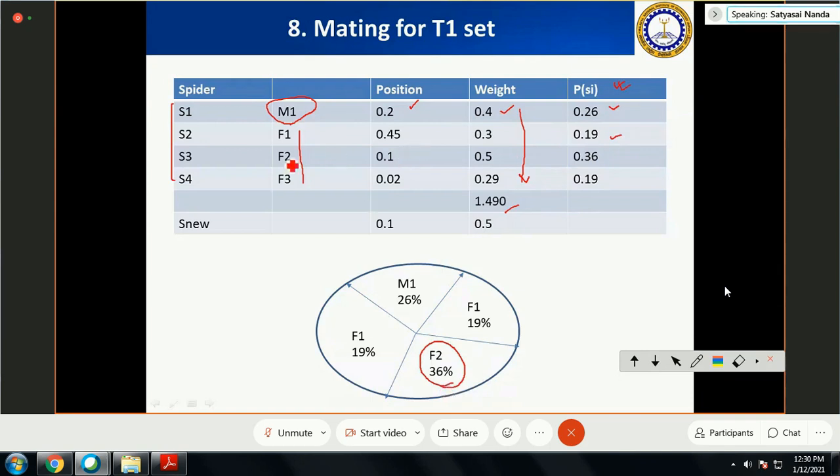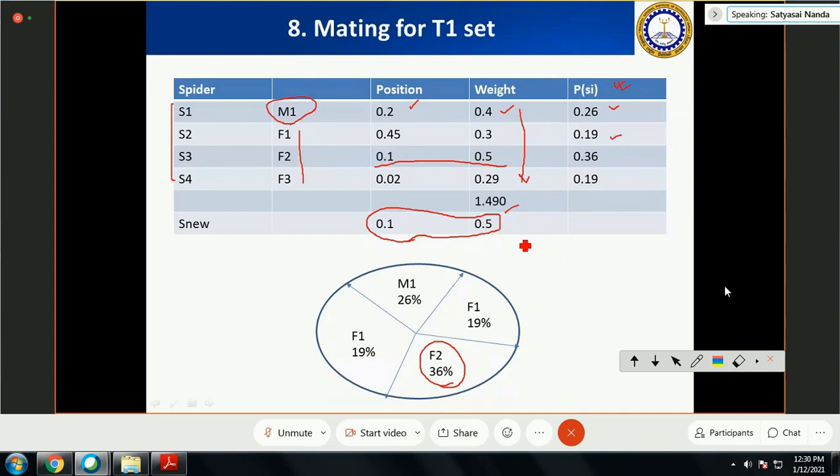So F2 probability is highest, and F2's position and weight, that is the best position among these. So that position has been taken by the new baby spider. So the best position is taken by the new baby spider, and the worst position gets discarded. Thereby the algorithm tries to eliminate the worst fit solution and enrich the population with new solutions.